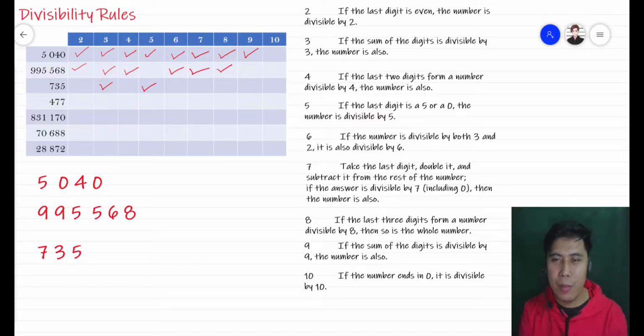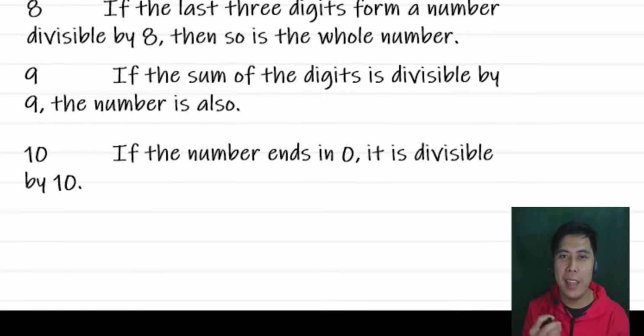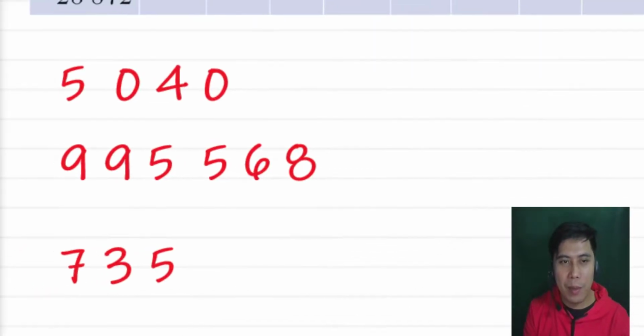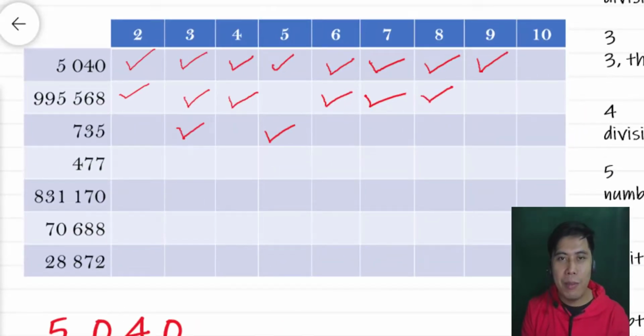And for the last number, the divisibility rule for 10, this is the most familiar to us. We can tell that a number is divisible by 10 if it ends with 0, or if the last digit is 0. And among the 3 numbers, only 5040 is divisible by 10.